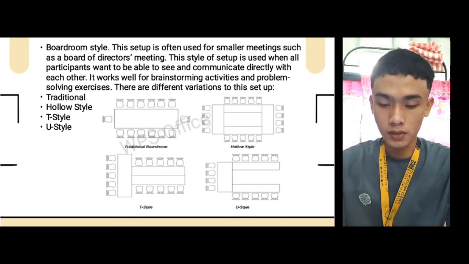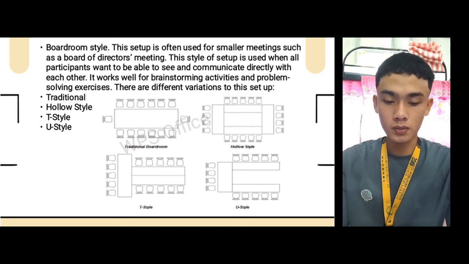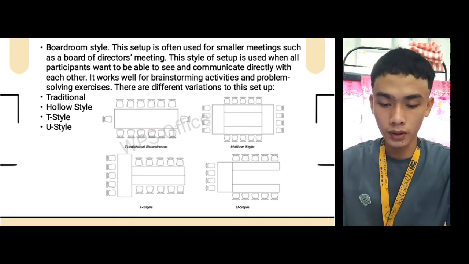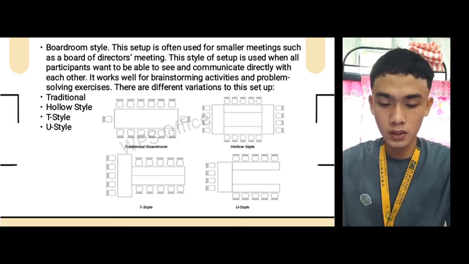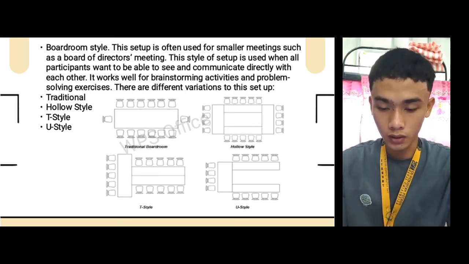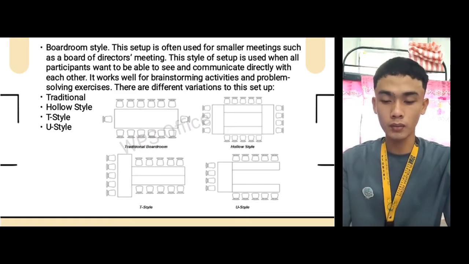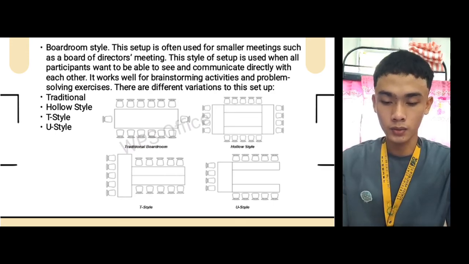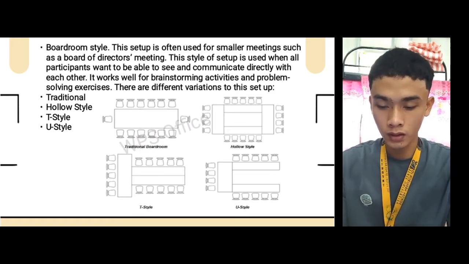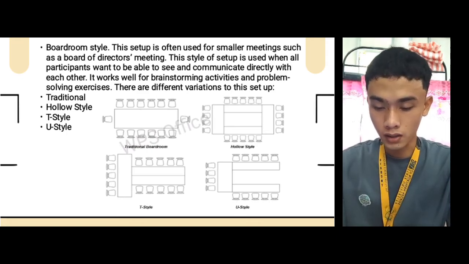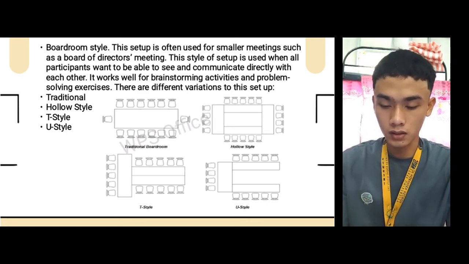Next is boardroom style. This setup is often used for smaller meetings such as board of directors meetings. This style is used when all participants want to be able to see and communicate directly with each other. It works well for brainstorming activities and problem-solving exercises. There are different variations to this setup. First is the traditional hollow, next is the hollow style, then the T style, and last is the U style.